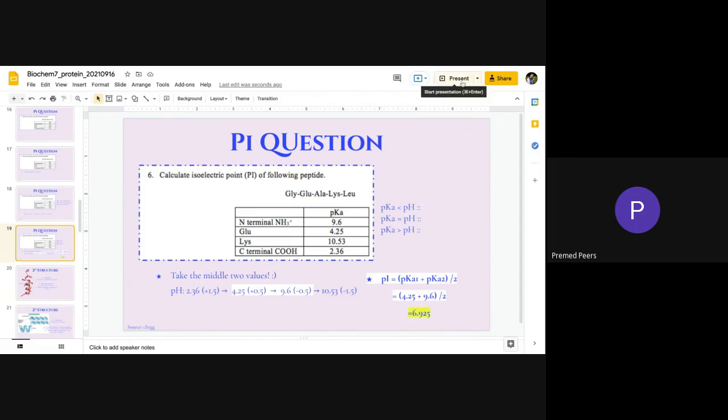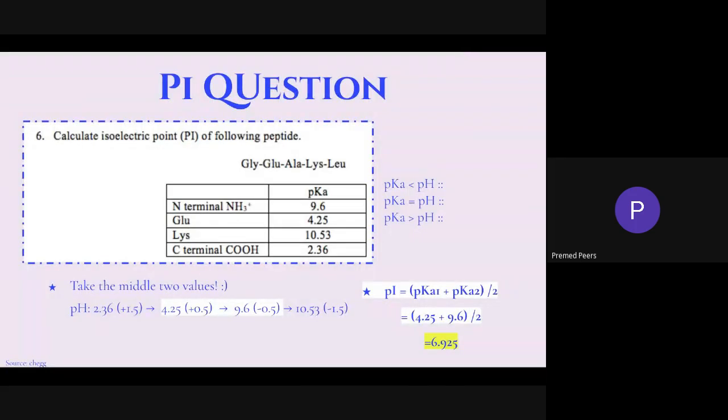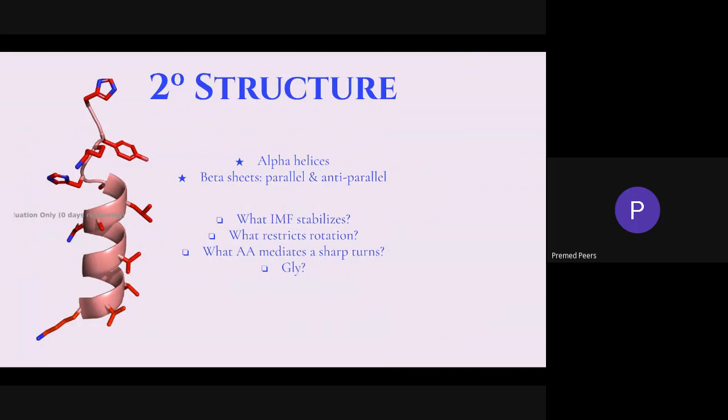So let me go back to presentation mode. Okay, the secondary structure talks about how the alpha helices and the beta sheets form. And here is just one example of the alpha helix.